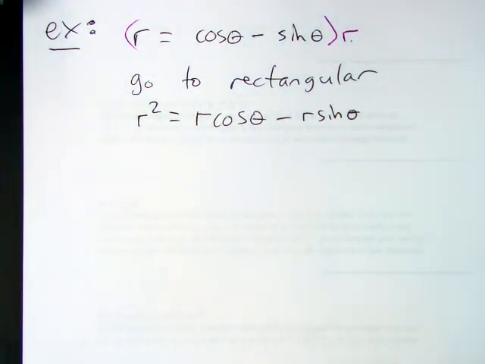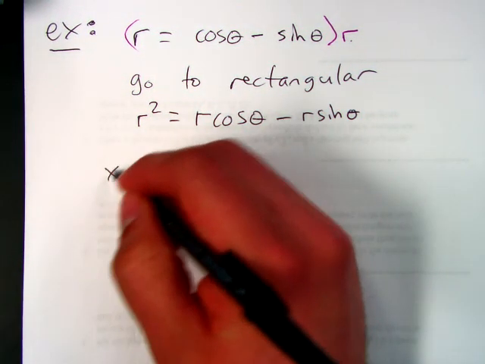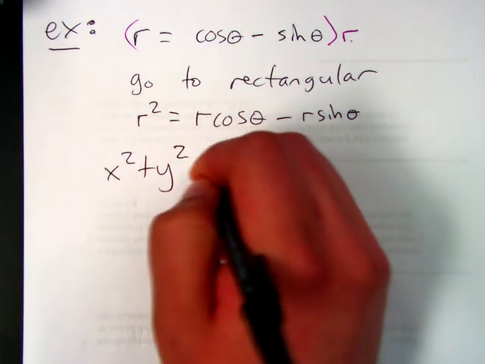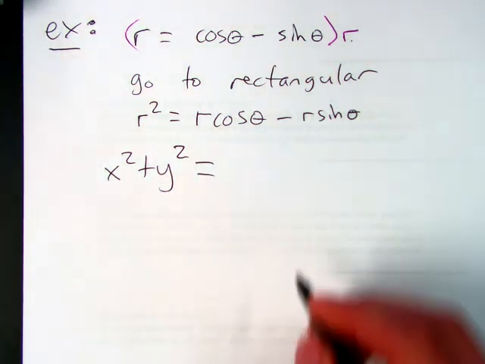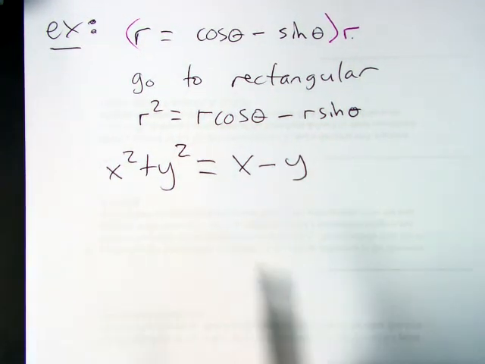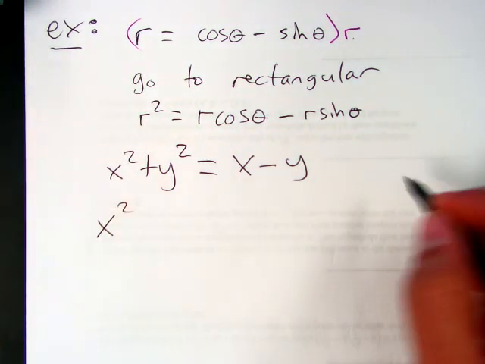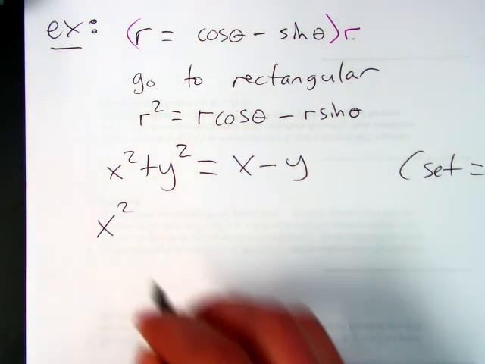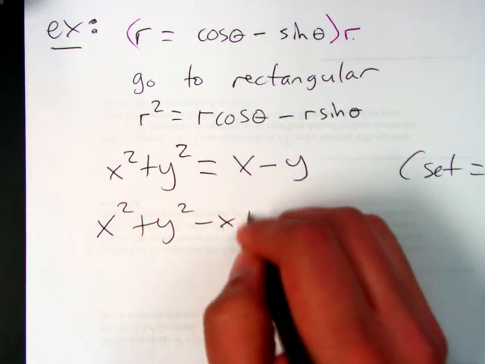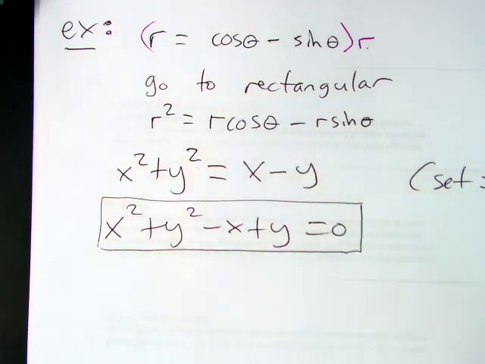And now let's see if we can get our formulas in here. Do we have a formula for r squared? Yes. X squared plus y squared. Good. And what's r cosine theta? What's r sine theta? Okay, and just so everybody's on the same page, I'm going to ask you guys to always set these equal to 0. So we're just going to move everything to one side. X squared plus y squared minus x plus y. And there you are. That's it.